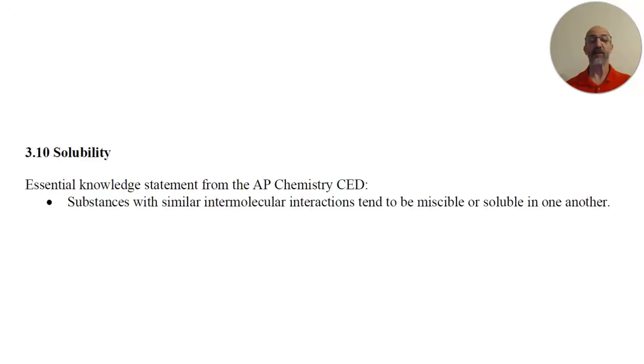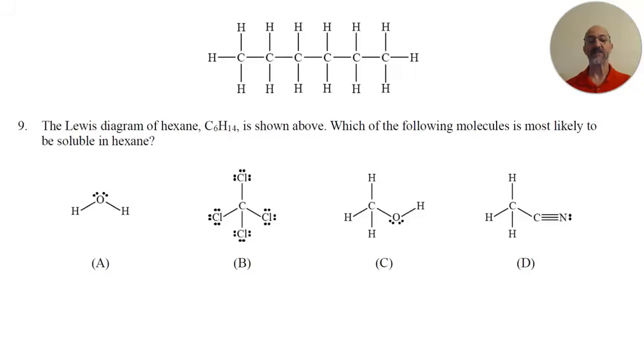Here we have a very brief essential knowledge statement from the AP Chemistry course and exam description. Substances with similar intermolecular interactions tend to be miscible or soluble in one another. All right, now let's move on to the practice for topic 3.10. This is question 9. In question 9, it says, the Lewis diagram of hexane, C6H14, is shown above. Which of the following molecules is most likely to be soluble in hexane?